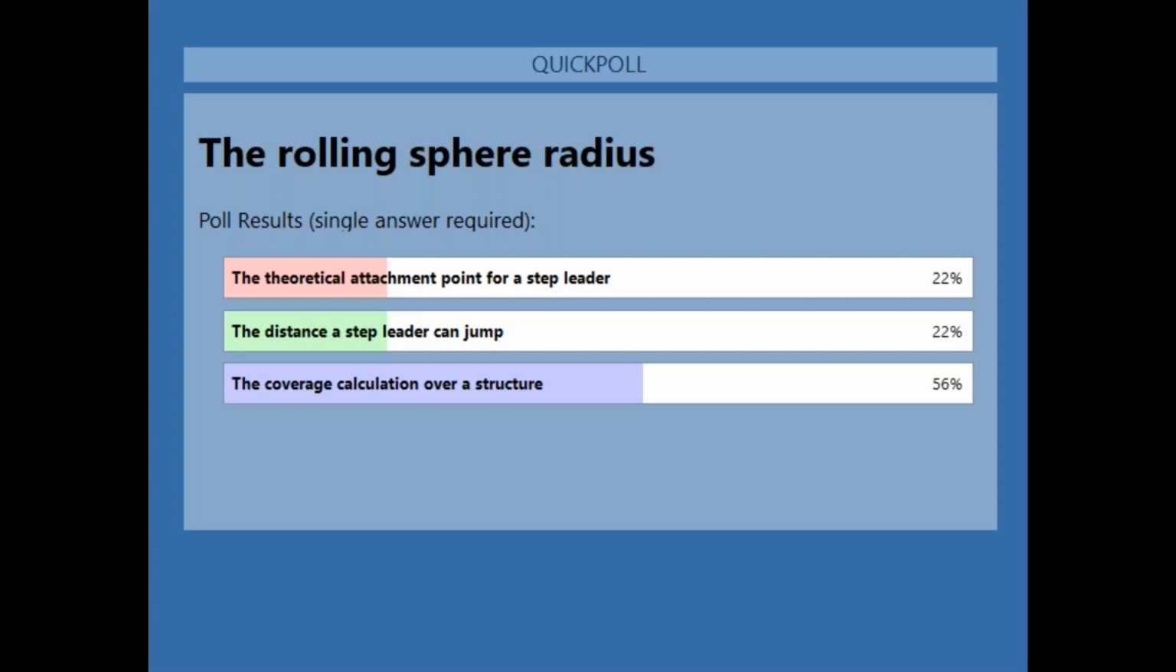So the rolling sphere radius represents the coverage calculation over structures, but you can see that it's tied together. The theoretical attachment point is where it would have attached, or the distance a step leader can jump is what we call the radius, and you see this in the NFPA and the IEC standards as a radius it can jump, and then you can make your calculations over a structure. So you can see that the answers are tied together.